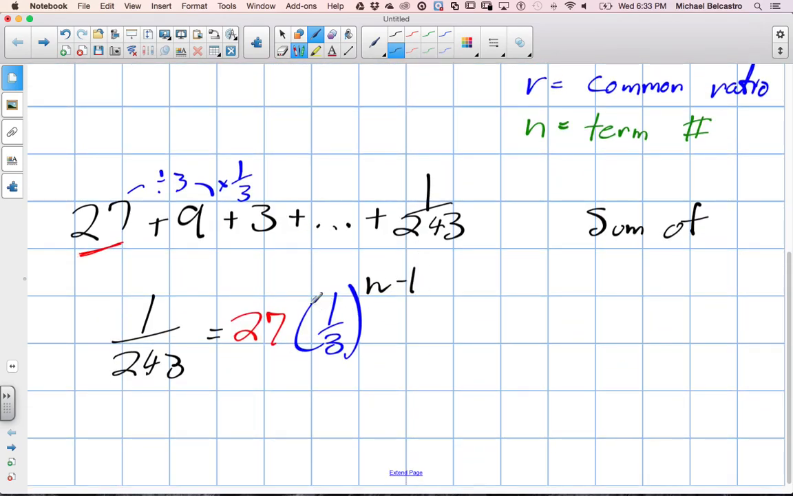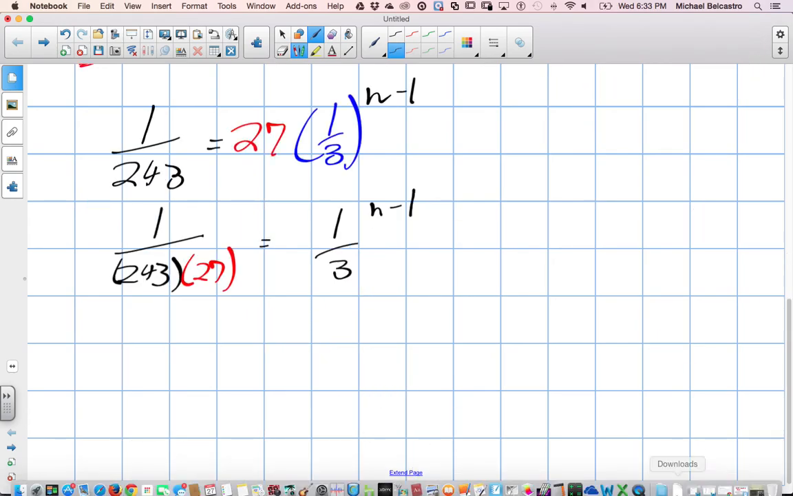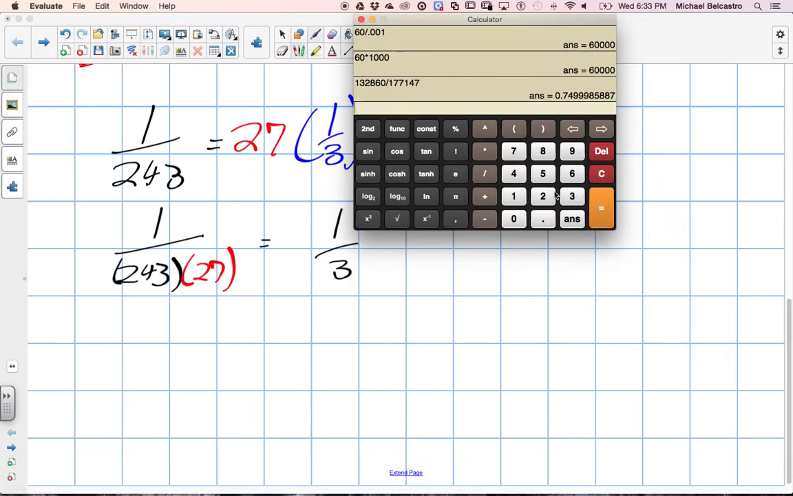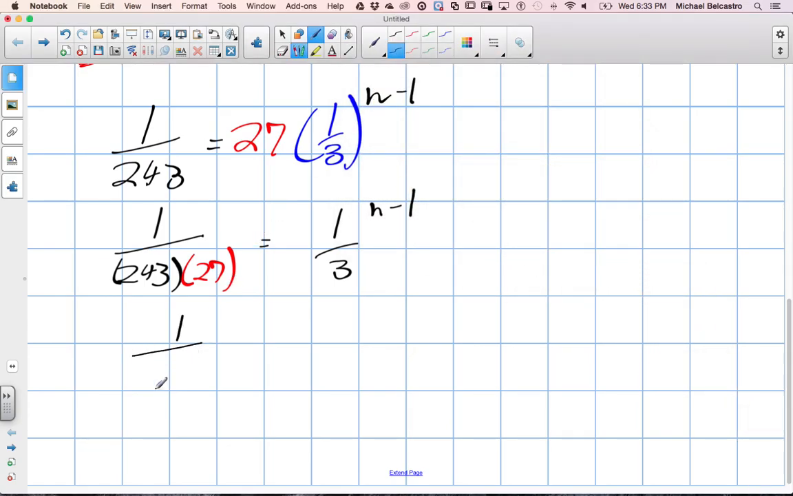Okay, so in order to work this out, we would move 27 to the other side. So when we move it to the other side, you'll have 1 over 243. And the quickest way to do this, instead of getting some decimal, is to just multiply 27 on the bottom of that fraction. So we'd still be working with fractions. And we have 1 over 3 to the power of n minus 1. Let's see what the denominator of that fraction will be. 243 times 27 is 6561. Okay, so 1 over 6561 is equal to a third to the power of n minus 1.